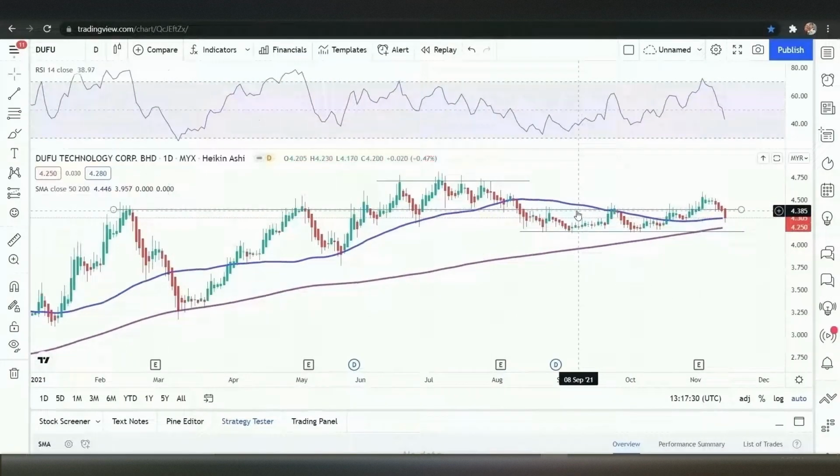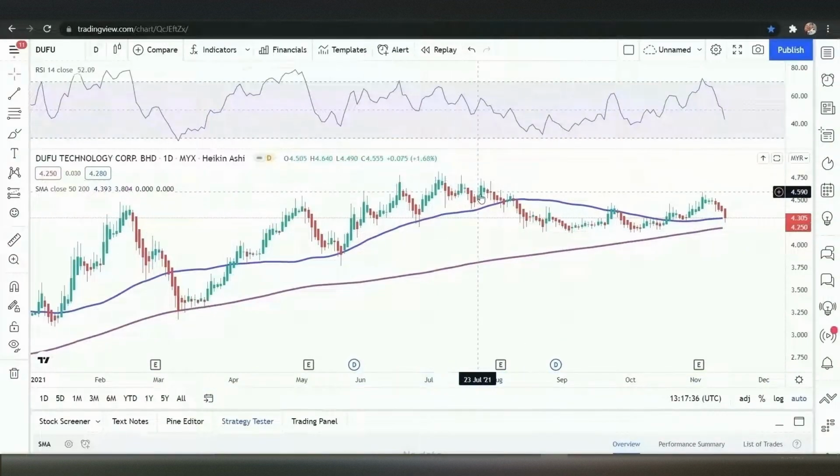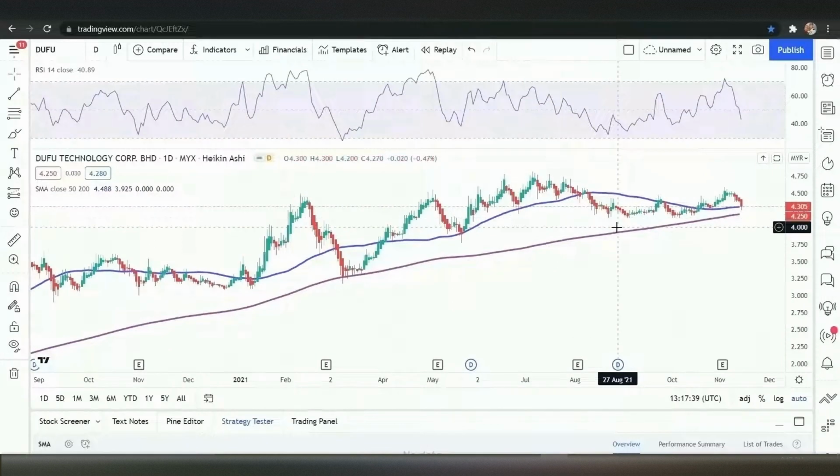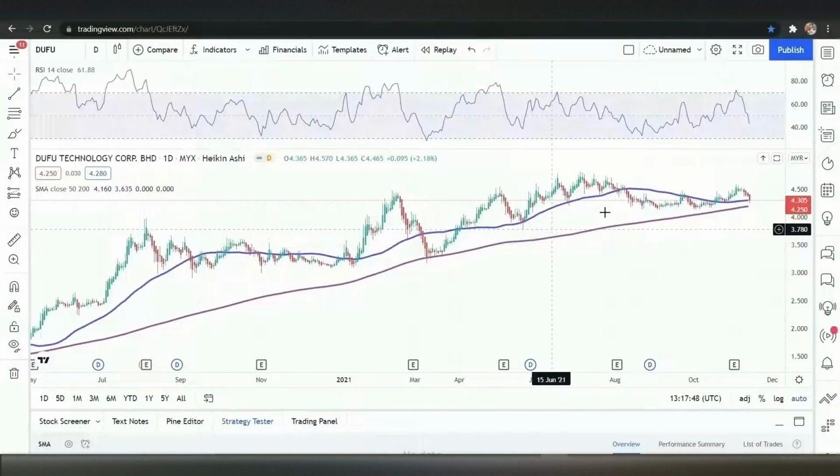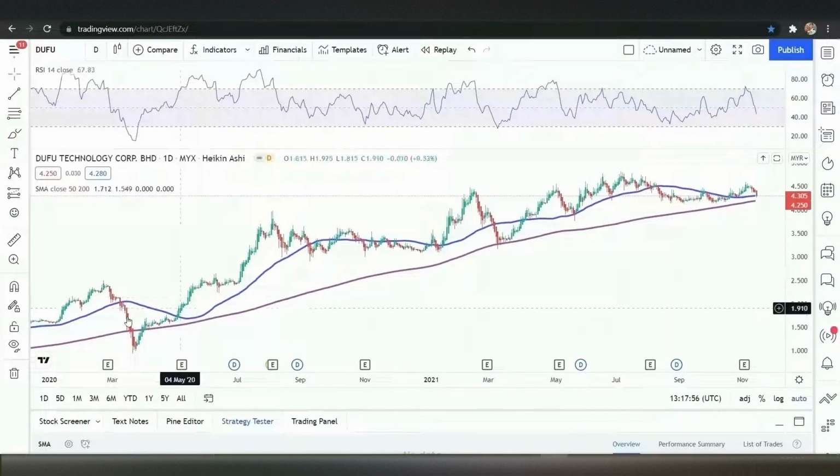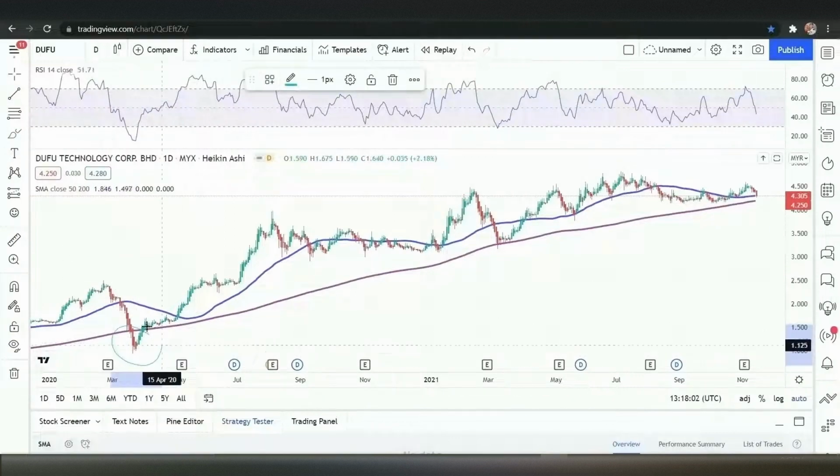Now, let's remove all the supports that we've drawn already, just to make things a bit clearer. This is where I'm trying to say that supports and resistances are not necessarily a straight line. Over here, you can directly see that this 200-day moving average is somewhat of a support. If I scroll back up to a longer time frame, you'll be able to see that actually this is a good buying opportunity. Back in March for Dufu, this is also a good buying opportunity, because with the general uptrend of 200 days, the stock is going upwards.